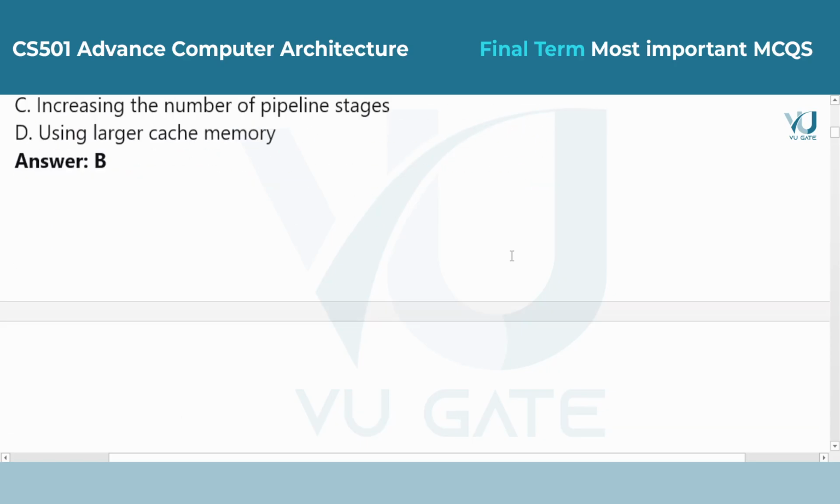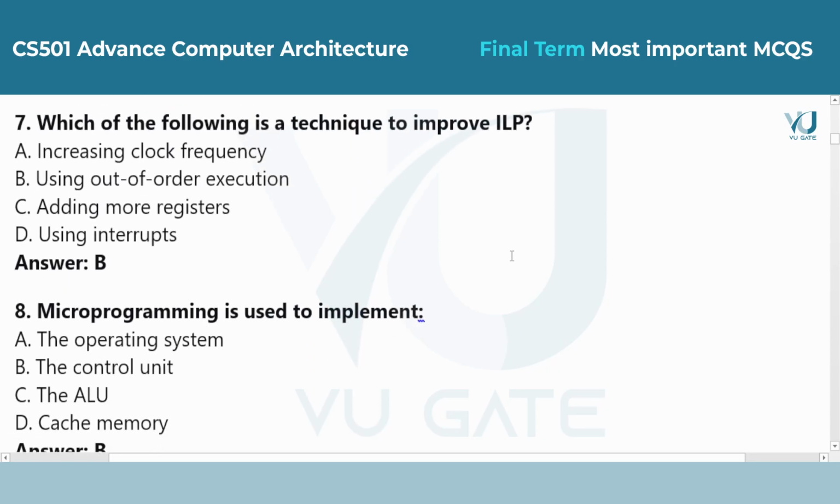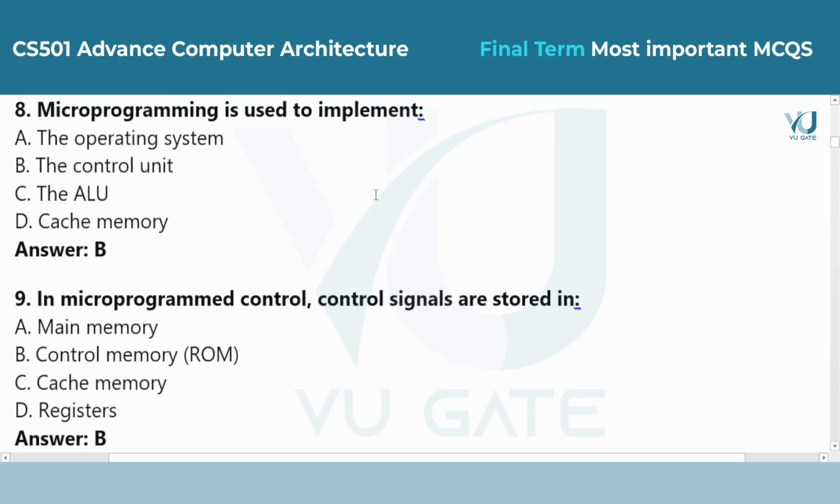7. Question: Which of the following is a technique to improve ILP? Answer: B. Using out-of-order execution. Concept: This allows the CPU to process ready instructions even if they are not next in the original sequence. 8. Question: Microprogramming is used to implement? Answer: B. The control unit. Concept: It uses a sequence of micro-instructions to control the hardware instead of fixed logic circuits.